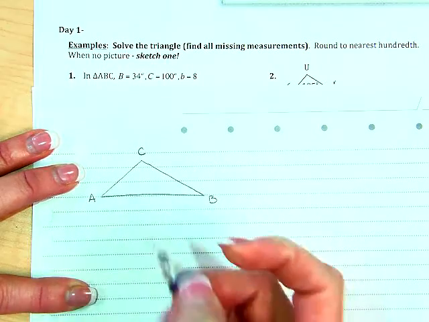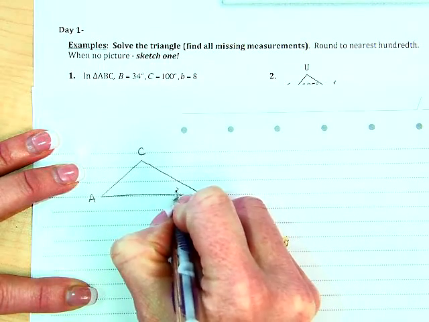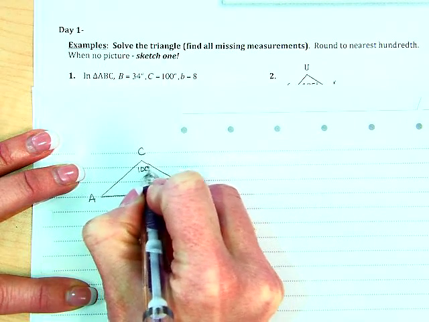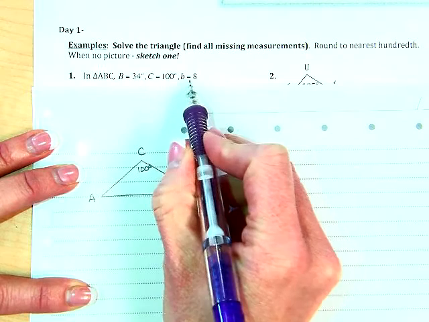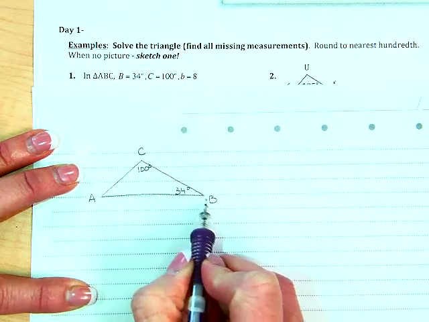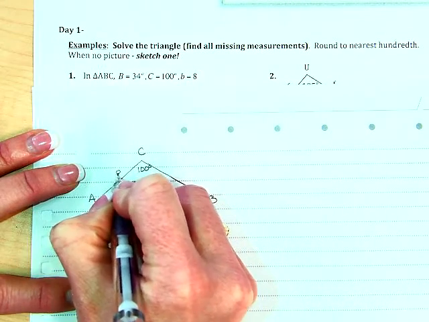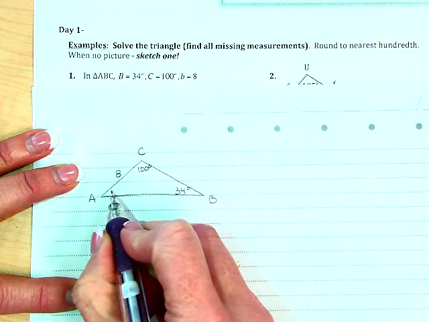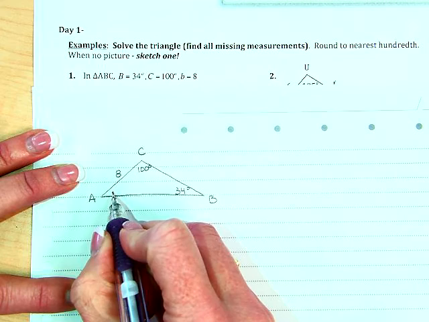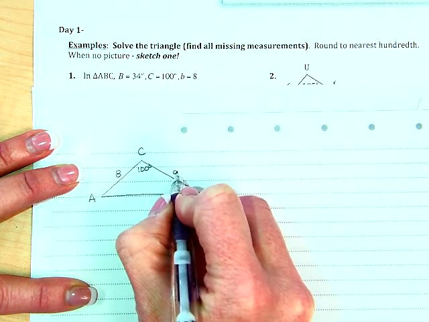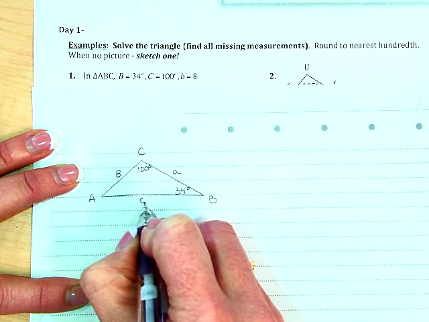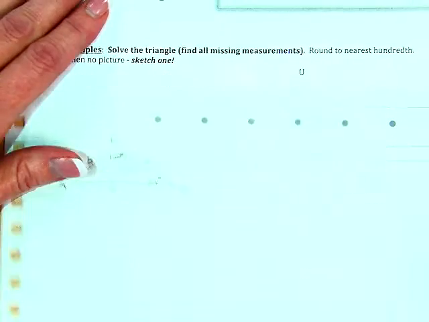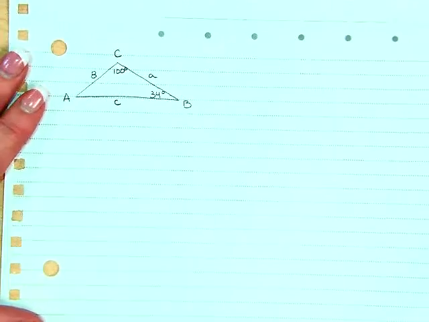And then I want to plug in what I know. Angle B is 34 degrees, so that goes there. Angle C is 100 degrees, so that goes there. Then little b equals 8 is side b, so I go to angle B and go across. This is an 8. So what I want to do now is solve for angle A, then get side a, which I'm going to put there, and side c. So those three things. I'm going to move this aside and work on this problem here with you.